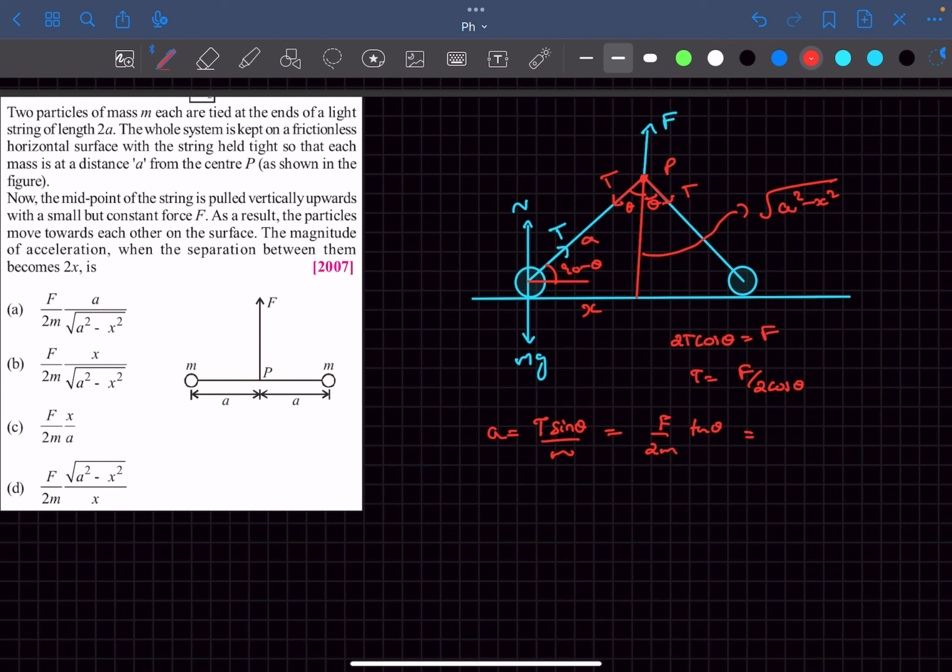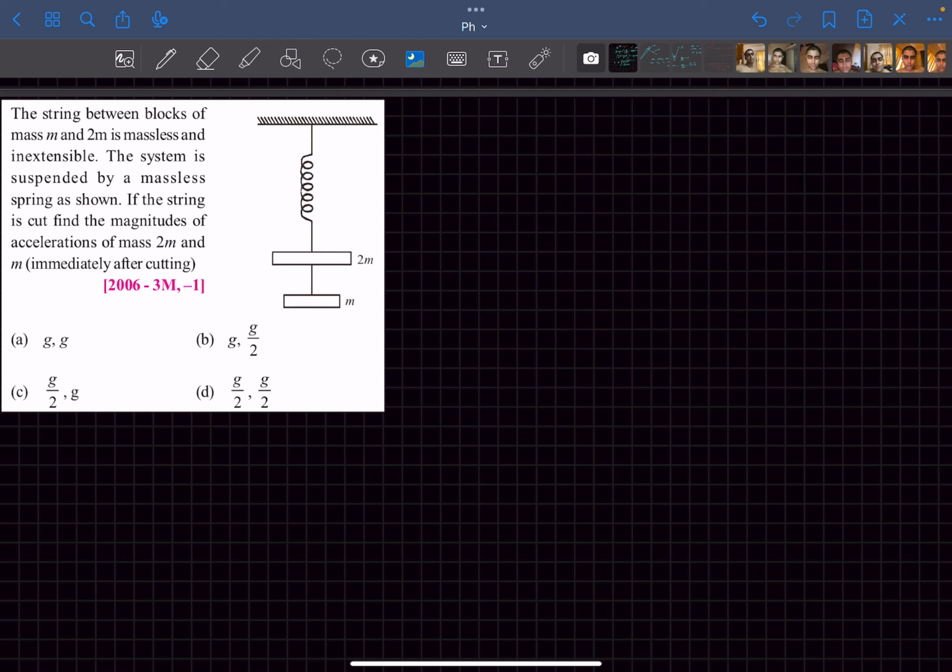Which is basically F by 2m times x divided by the square root of a square minus x square, which is option B. Moving on to the next problem.